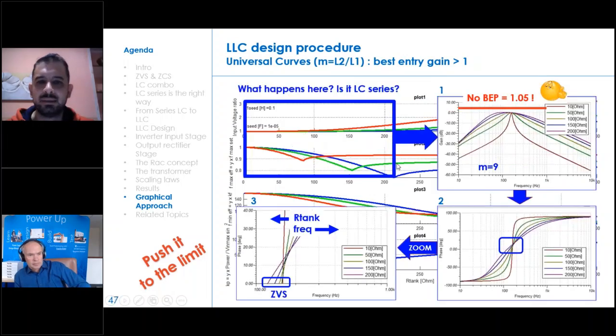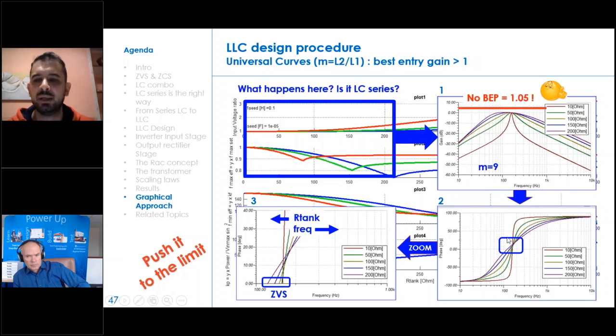Actually, why that? Because basically, if I sweep the tank resistor from, look at the blue rectangle here, so if I sweep the tank resistor from, let's say, 10 to 200 ohm, the result is reported here. So actually, I'm not able to intersect the best gain entry point that I have as a target, 1.05.